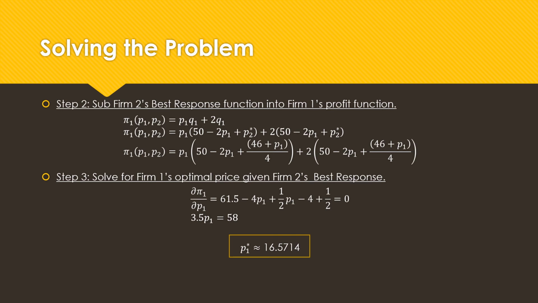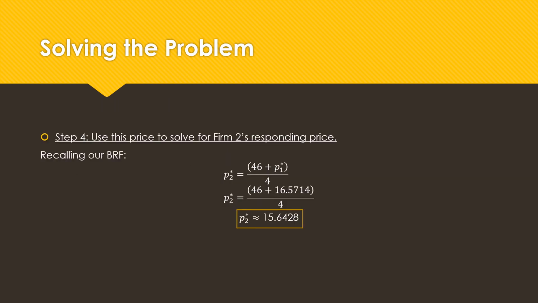The way we do this is by taking the derivative of that profit function with respect to the price of its product, and we get this result here where P1 star is equal to 16.5714. That is our optimal price here. Next, we're going to use that price and sub it into firm 2's best response function, and from there we derive its price. So we have P2 is equal to 15.6428. So this is how you would solve a basic example of price leadership Stackelberg equilibrium.